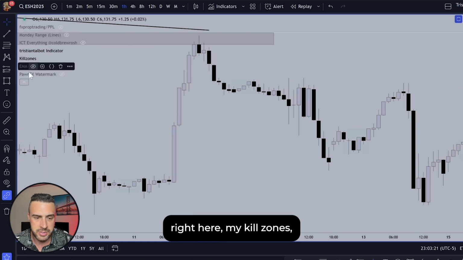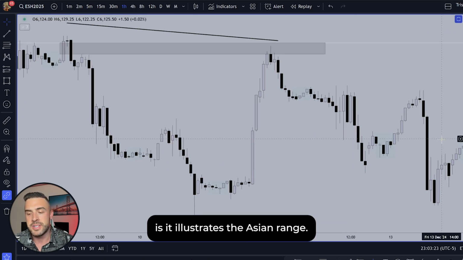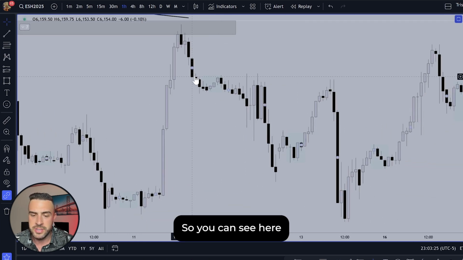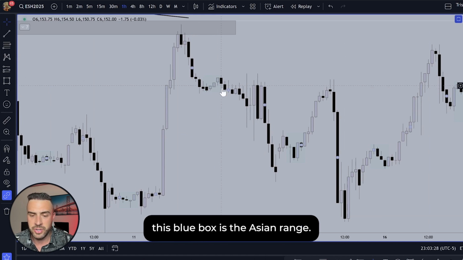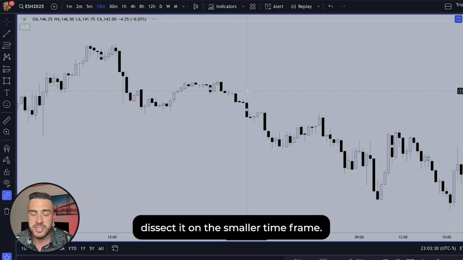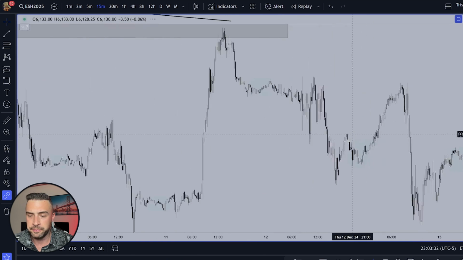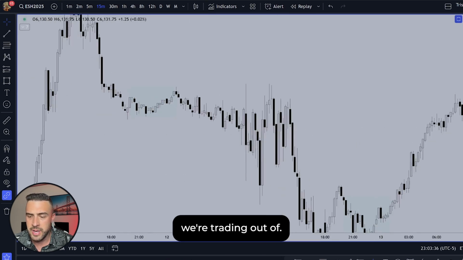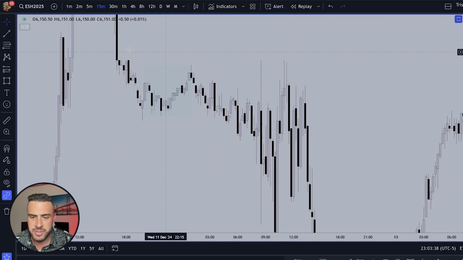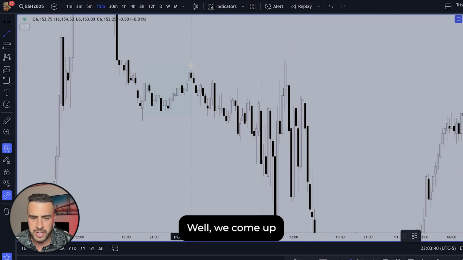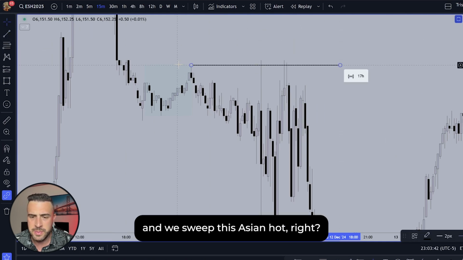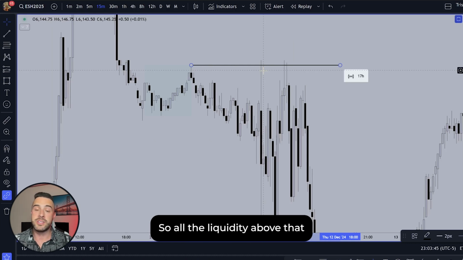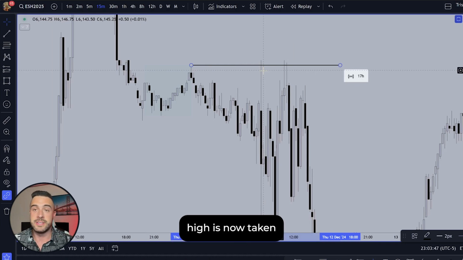If I pull up my box right here, my kill zones, all it does is illustrate the Asian range. So you can see here, this blue box is the Asian range. We come up and let's dissect it on the smaller time frame. So this is that piece of price. This is that zone we're trading out of. And if we zoom in really close, what do we see? Well, we come up and we sweep this Asian high, right? So all the liquidity above that high is now taken.